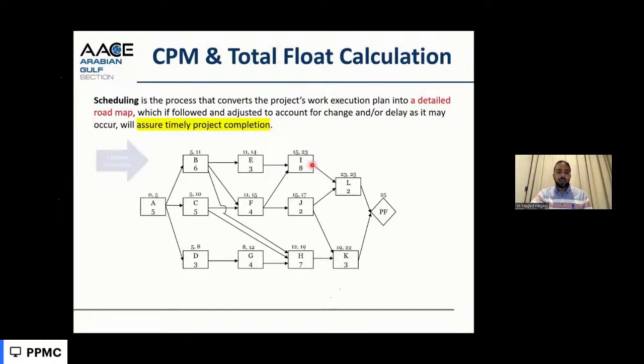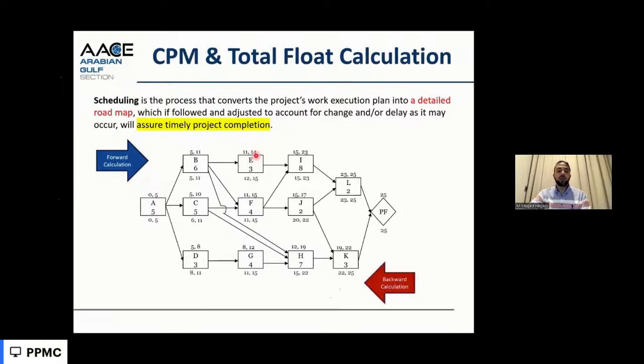We do this calculation in two ways. We have the forward calculation, from which we calculate the early dates, the early dates each activity can start and finish. So activity A will start on day 0 and finish on day 5, C from 5 to 10, F from 11 to 15, J from 15 to 17, L from 23 to 25, then we finish the project on 25. We have different paths with different days. We have early start and early finish for each activity, when the activity can start and finish based on the dependency and the duration of each activity. So this is called the forward calculation. We have the early dates.